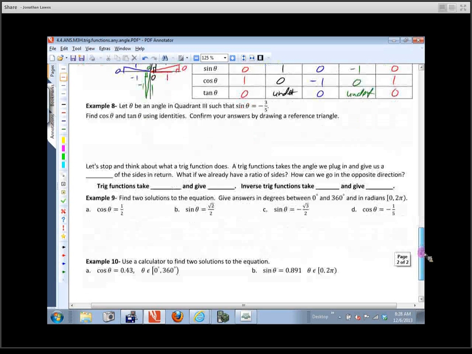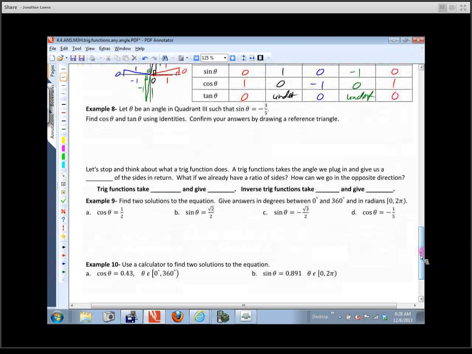Okay. Just about done. It says, let theta be an angle in quadrant 3 such that the sine of theta is equal to negative 3/5. Find the cosine and the tangent using identities. And then it says, confirm your answer by drawing a reference triangle. So let's use identities first. If I have the sine, which of these two is probably the easiest to get? Probably the cosine.